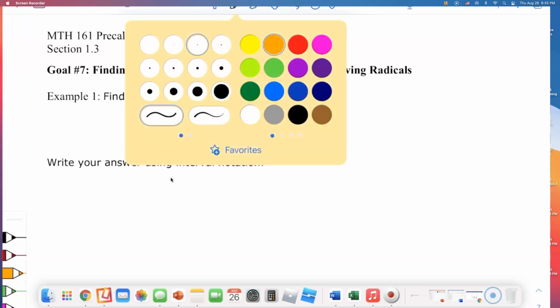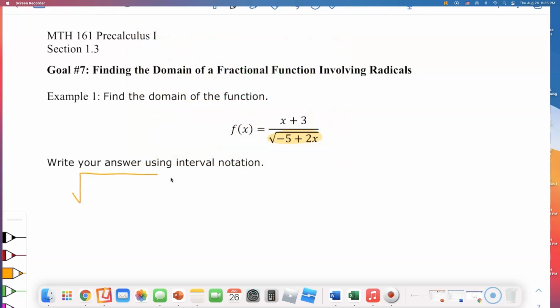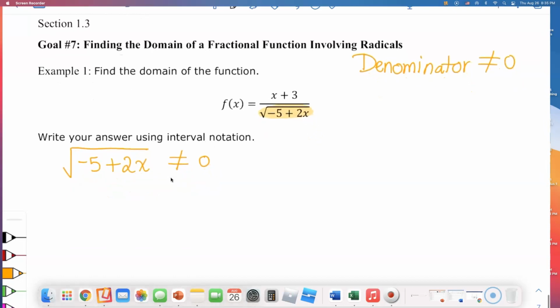I'll go ahead and start writing, why not? We know that the square root of negative 5 plus 2x, the bottom of the fraction, the denominator, cannot be equal to 0. That's one condition, right? What was the other rule about the square root? That radicand has to be greater than or equal to 0.